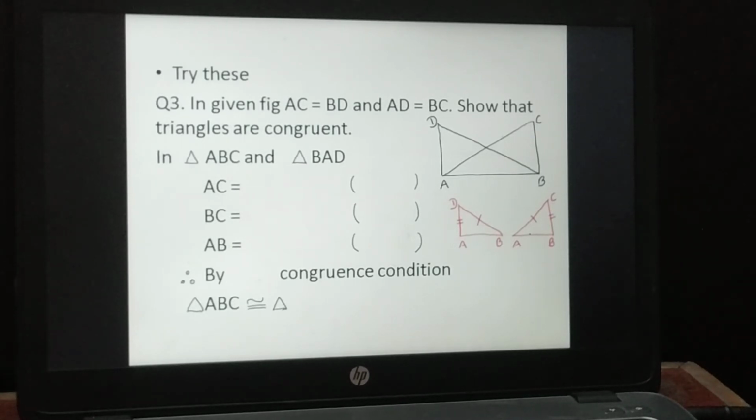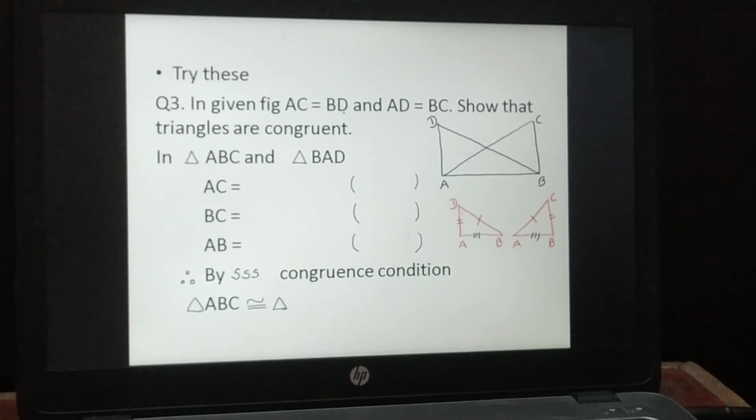With the help of these two figures, try to find out which congruence condition is possible. Two sides are already given the same and nothing is given about the angle. Can we find the third corresponding part? The third corresponding part will be AB. You can see here AB side is common in both the triangles. So with the help of these two figures, we can see that the corresponding three sides are equal. It means which congruence condition are we going to observe here? SSS congruence condition.